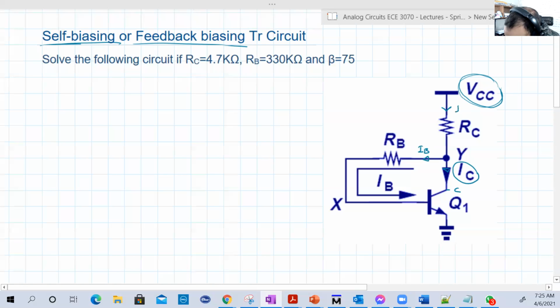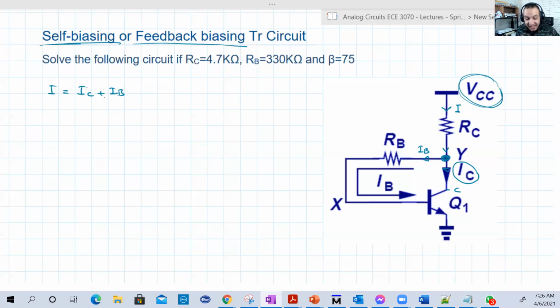So let's call this current I, the current that flows in RC. So I basically, if we look at this node here, I is equal to IB plus IC. But wait a minute here. So we used to say that IE equal to IC plus IB, and here it is, I equal to IC plus IB. So this is basically IE. Then you're gonna say, how come? It's flowing in RC, right?